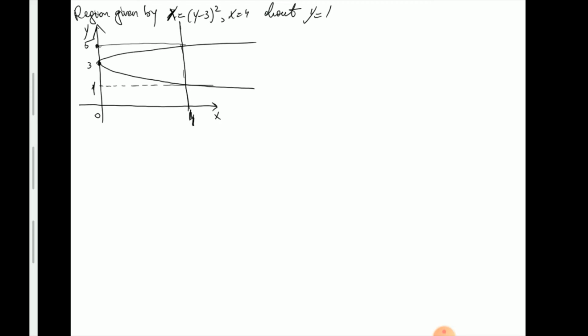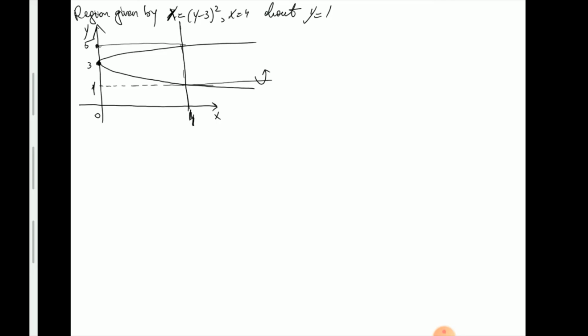So in this case, the axis of rotation is horizontal, y equals 1. There it is here. And one of the functions to determine the region that is rotated is again a horizontal parabola, x equals (y minus 3) squared. The vertex is over here when y is 3 and x is 0.